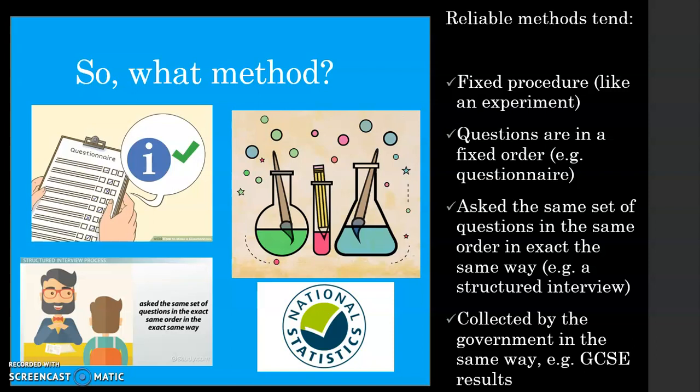Surveys are often reliable because the questions are fixed, they're set in advance. And a structured interview, they're asking the same set of questions in the same order in exactly the same way. Government statistics regularly collect data from schools such as GCSE results, and this is often done in the same way, so we can easily compare different years and different year groups.